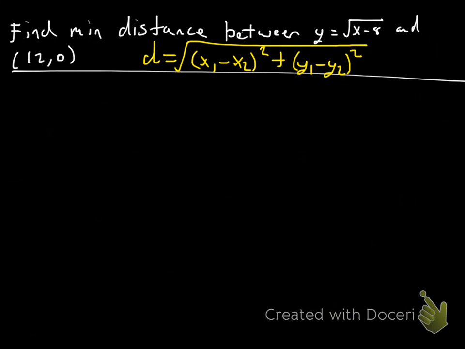Alright, let's go ahead and minimize the distance between the function y equals square root of x minus 8 and the point 12 comma 0. Remember, the distance formula is the difference between your x coordinates squared plus the difference between your y coordinates squared, and then we take the square root of that. So we get that from the Pythagorean theorem.